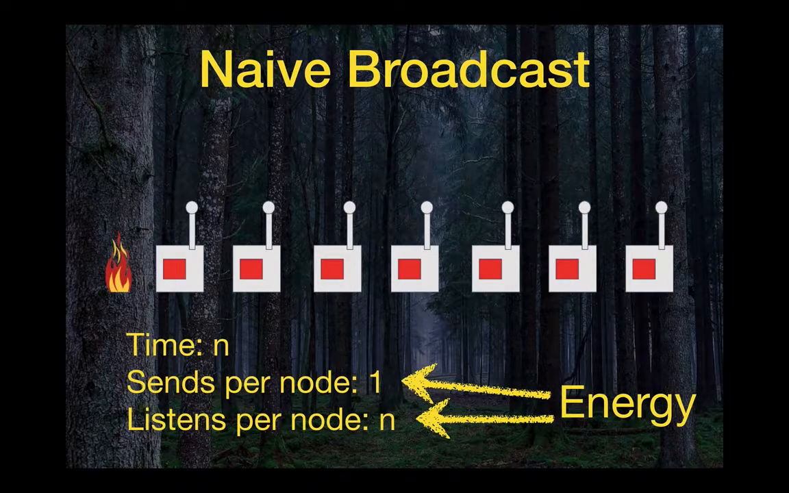So I have n nodes in a line. Each one is going to send once, but the farthest one from the original message is going to have to listen n times until the message reaches them. Each of these sends and listens, remember, contributes to the main cost we're interested in, which is energy.